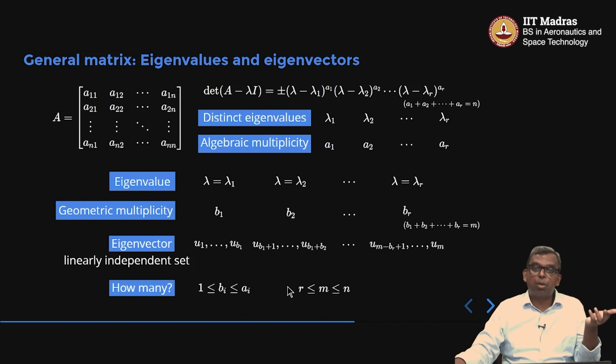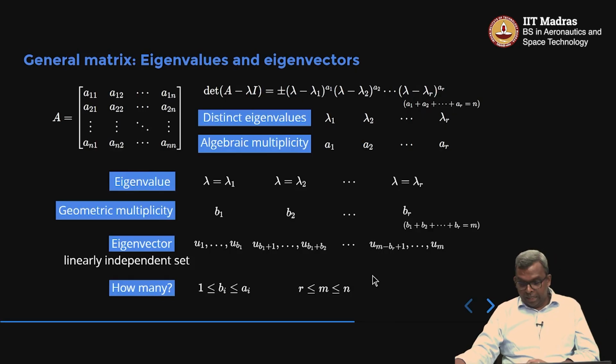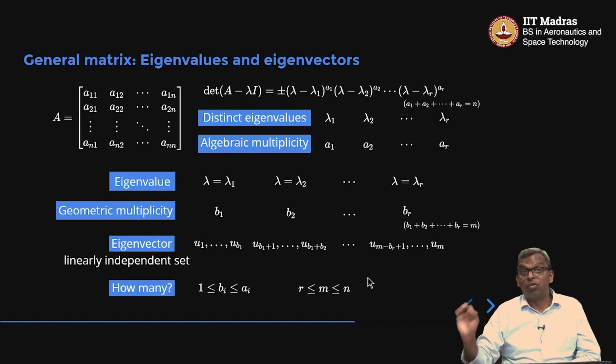What is the maximum number of linearly independent eigenvectors? That is N. That will happen if every BI equals AI. If every BI equals AI, then M will be equal to N, and you will have the maximum number of linearly independent eigenvectors. Having the maximal number of linearly independent eigenvectors is very useful. We will see later on when we study diagonalization. So this is a good way to put all these things together. The linear independence property across distinct eigenvalues is very useful in this particular way.